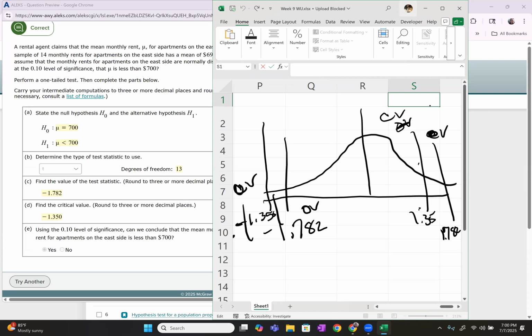Remember, this is 0 here. So this goes on positive. This is positive 1.35. This is positive 1.782. Here we're going negative. The bigger negative number is actually this one. You have 1.35, the CV right here goes in here. This gets erased. So you're going to reject the null or fail to reject the null. In this case, it failed to reject the null.